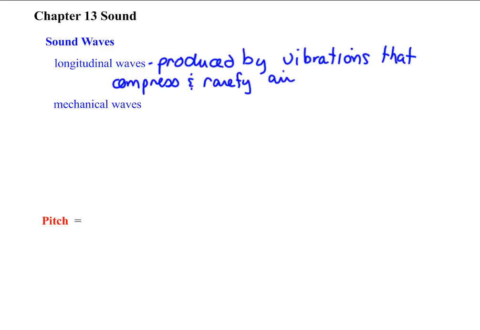Sound waves are also mechanical waves. Remember, mechanical waves are waves that need a medium to travel from source to detector. Sound waves cannot travel through a vacuum. Also, sound waves are three-dimensional, and they can travel in all directions.